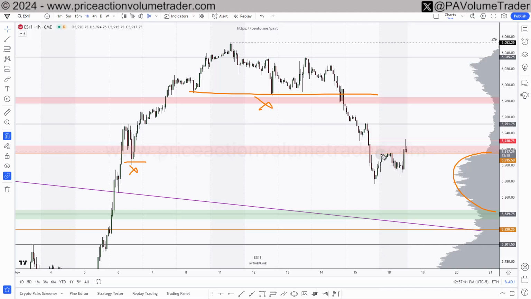And so if we went back and retested the level from below, then I was expecting a bearish reaction. From a swing trade perspective, my main target will be a traverse back to the bottom area of this high volume node, into this 5840s area over here.